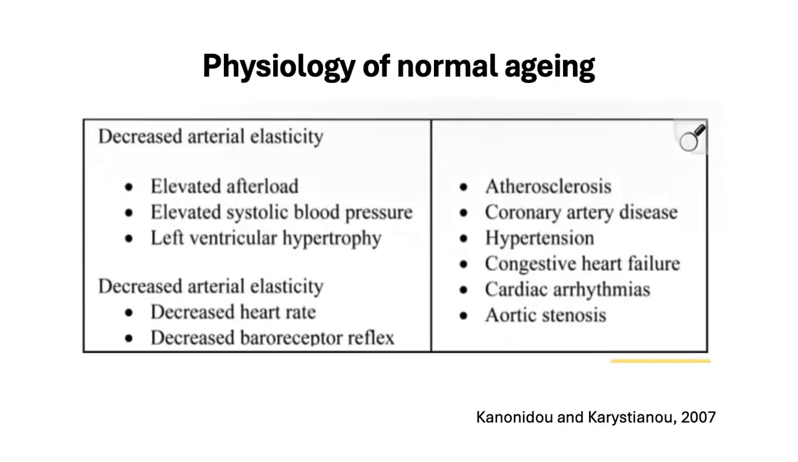This is a summary page from an article by Conondio Caristiano, published in 2007. I just put it here because I found it very helpful to explain most of the things I was alluding to. So elderly patients will have an elevated afterload, elevated systolic blood pressure, left ventricular hypertrophy, decreased atrial elasticity, decreased heart rate, and decreased baroreceptor reflex. On the right side of this table are the conditions that they may possibly develop. So elderly patients can develop these conditions. These are actually pathological conditions.